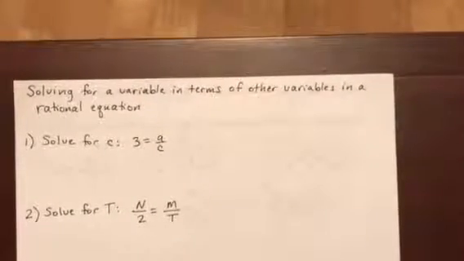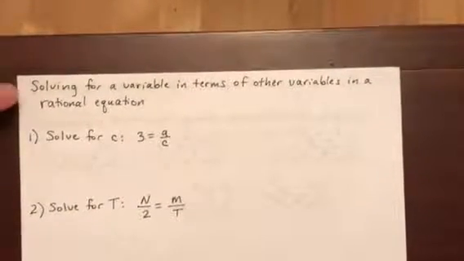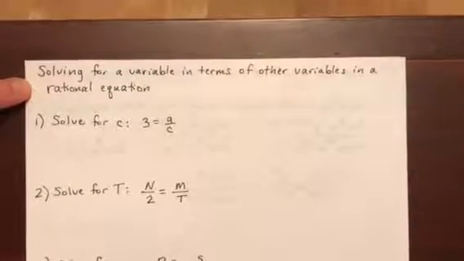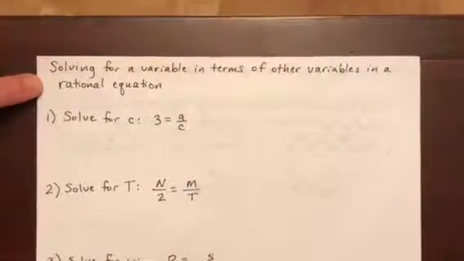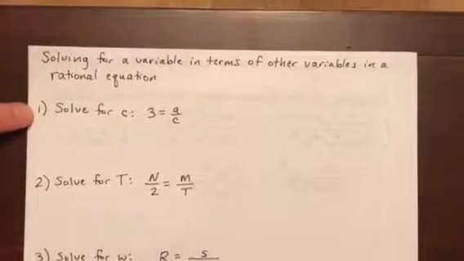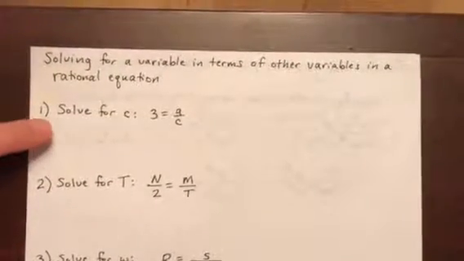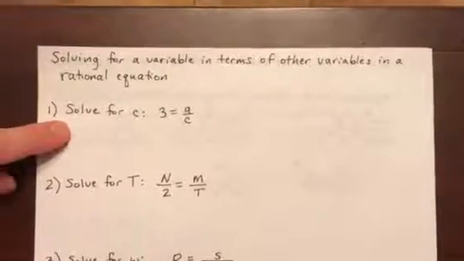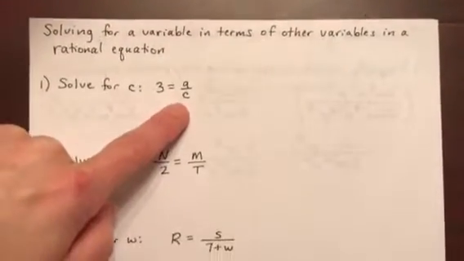This is Math 97, Quiz 3 topics. Solving for a variable in terms of other variables in a rational equation. So first they will specify which variable they want us to solve for. In the first one we have solve for c. 3 equals a over c.